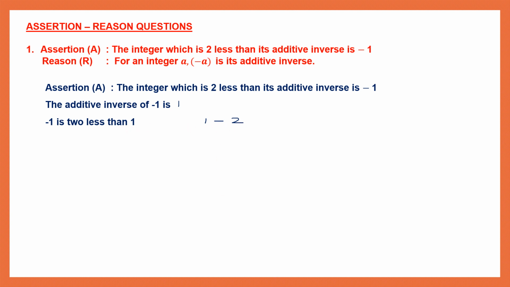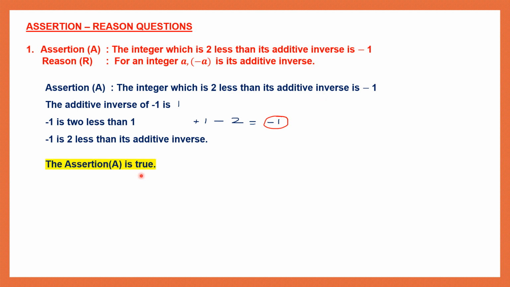Now let's work this out. When we work it out, remember this has a positive sign and there is a negative sign there. Signs are different, so we put the sign of the bigger number and we subtract: 2 minus 1 is 1. And what have we got here? We have got negative 1 here. So negative 1 is 2 less than 1. We have proved it here because we subtracted 2 from 1 and we got negative 1. So negative 1 is 2 less than its additive inverse. That is what the assertion says, isn't it? That means assertion A is true.